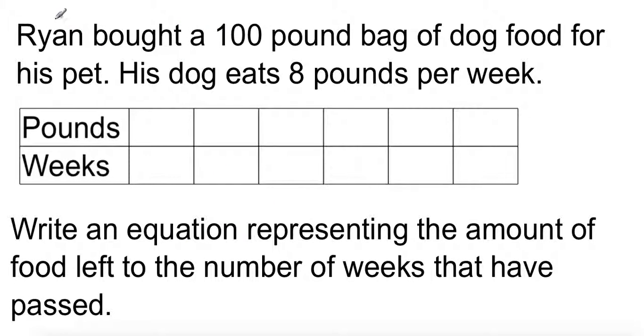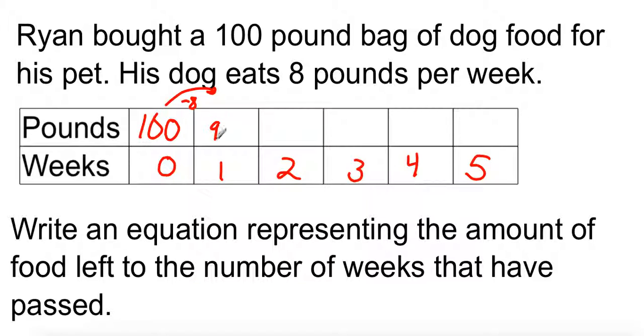Now, in our next example, we have that Ryan bought a 100-pound bag of dog food for his pet. His dog eats 8 pounds per week. So, just like the last one, we know that in week 0, before we can even begin, Ryan bought 100 pounds worth of dog food. So before the dog can even get to the food, we know that there's 100 pounds. Now, each additional week, the dog eats 8 pounds of food. So we're going to have a negative rate of change.